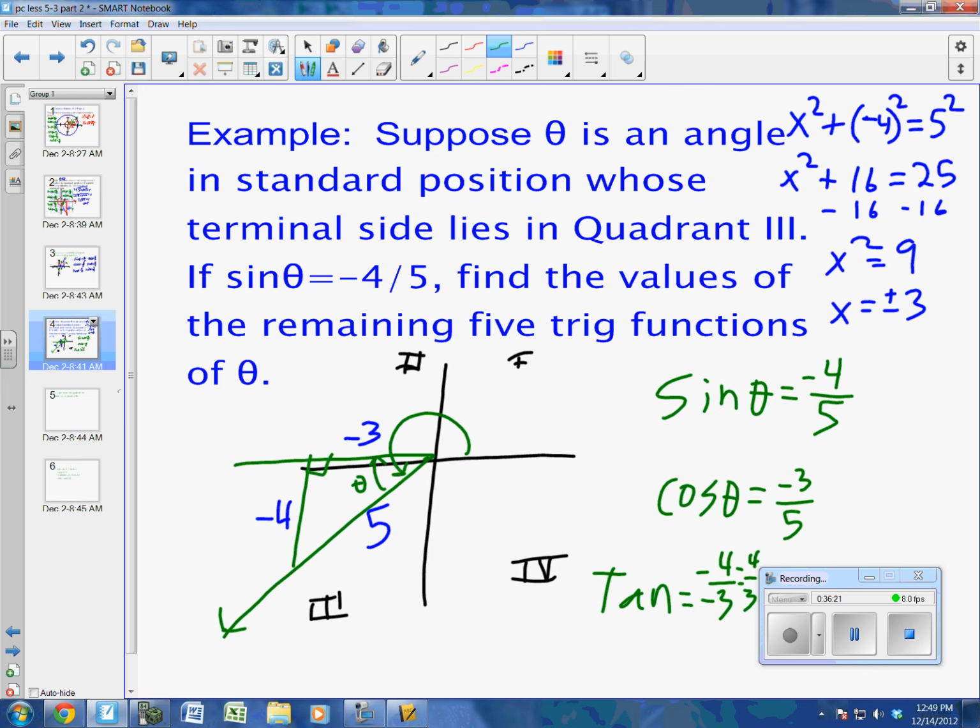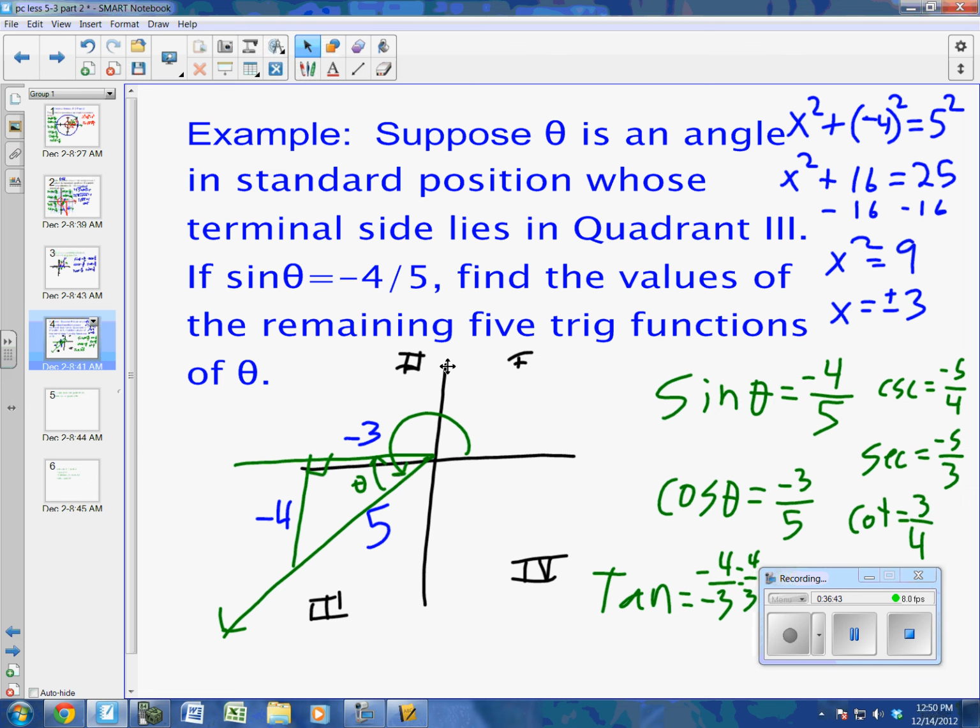Okay, let's do the last couple real fast. Cosecant, everybody, what is it? We'll just write it as negative 5/4. Secant, what is it? Negative 5/3. Cotangent, what is it? 3/4. And we're done. We just took the reciprocals of all those, right? That is how you do a problem like that. I'm not going to have you do the last example. I'm going to give you the assignment.